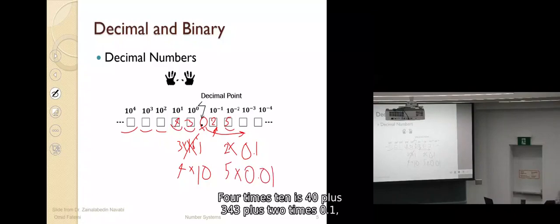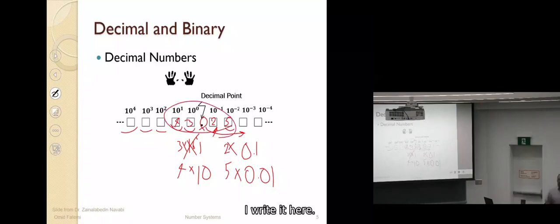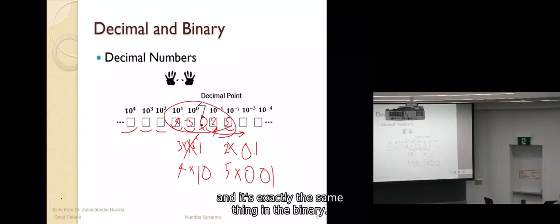4 times 10 is 40, plus 3, 43, plus 2 times 0.1, which is 0.2, plus 5 times 0.01, which is 0.05. Then the total would be 43.25. This is the decimal number. I write it here so you got the idea of the base system, and then we go to the binary, and it's exactly the same thing in the binary.